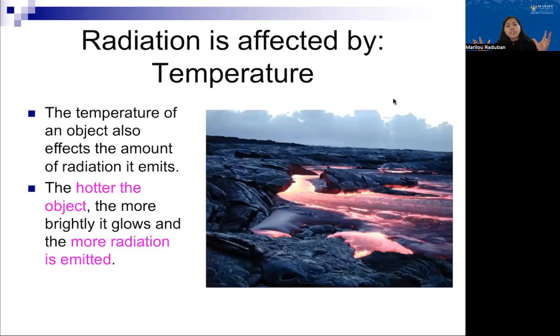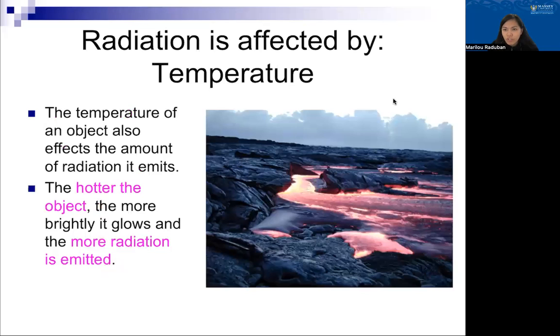So we've learned that the hotter the object is, the faster the atoms vibrate. So the faster the atoms vibrate, the more electromagnetic waves they emit. And the more electromagnetic waves they emit, the more energy is carried away from the material. So the hotter the object, the more radiation is emitted.